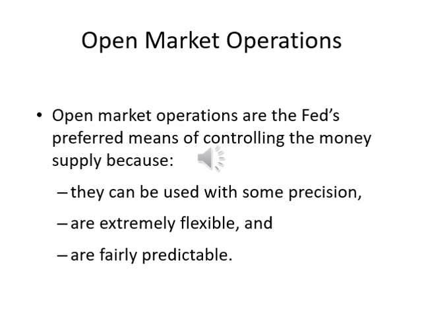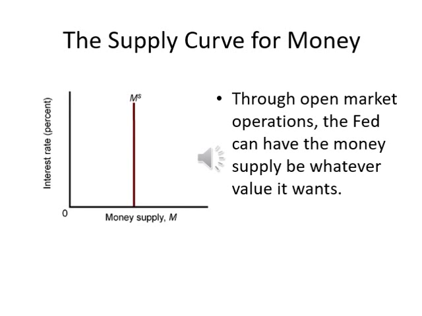Open market operations. Open market operations are the Fed's preferred means of controlling the money supply because they can be used with some precision, are extremely flexible, and are fairly predictable. The supply curve for money. Through open market operations, the Fed can have the money supply be whatever value it wants.